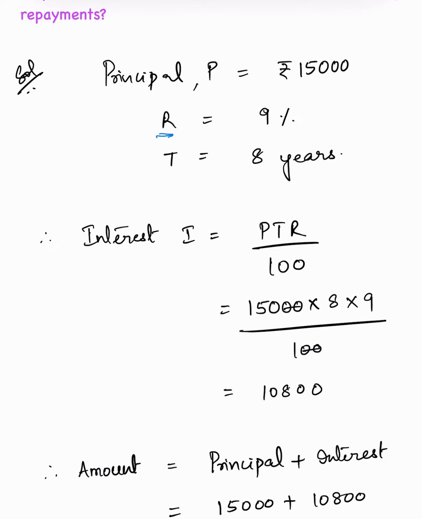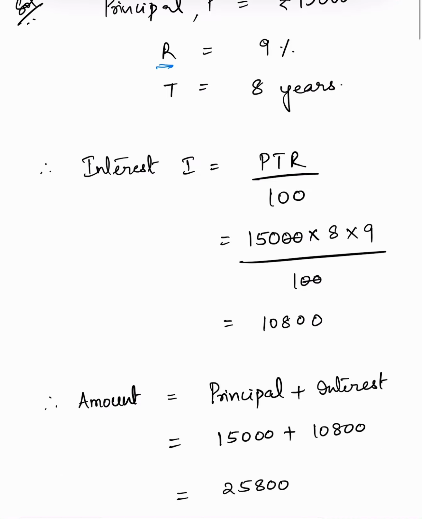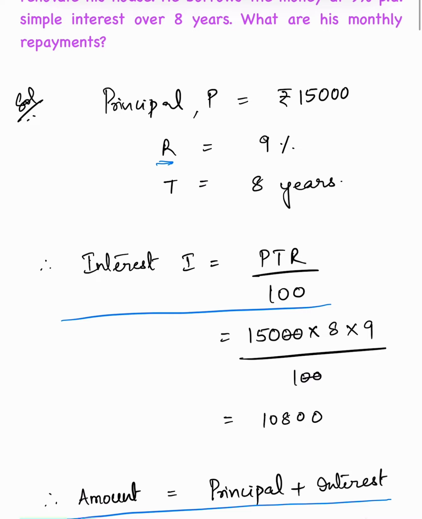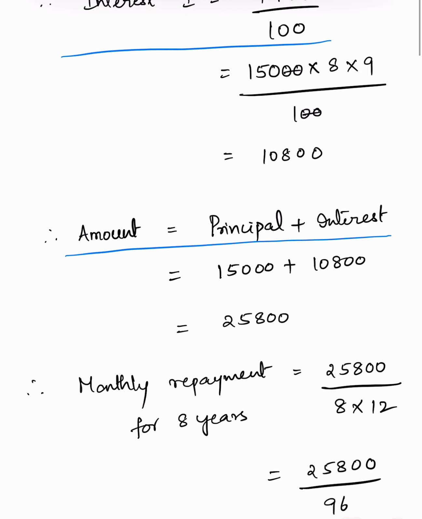This is the simple interest. So what is the total amount that he has to pay? Amount equals principal plus interest. So what is the principal here? It is 15,000 plus interest 10,800. The total amount is 25,800 rupees.